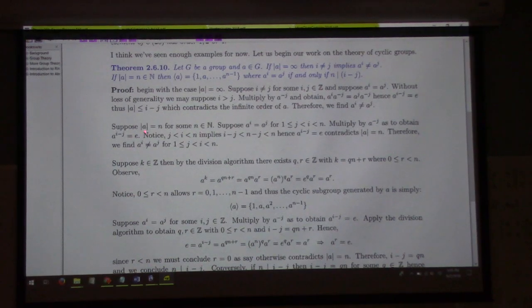Here we go. Suppose that the order of a is n. Then suppose we have a to the i equals a to the j for some i and j, and I'll suppose that j is less than i, right? You can do this without loss of generality.